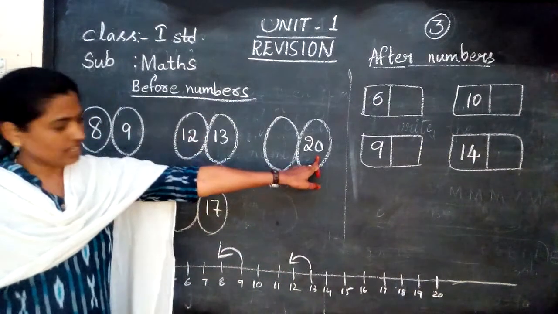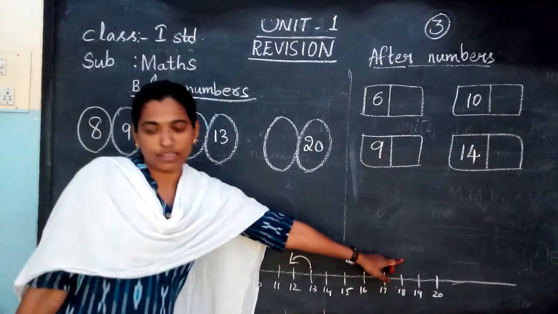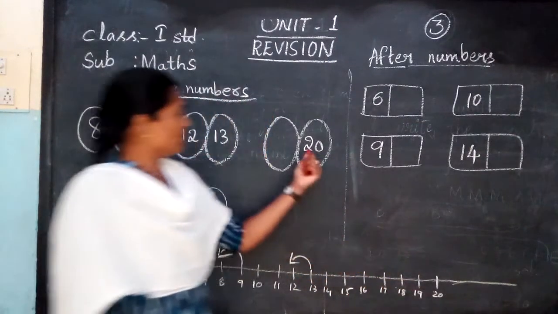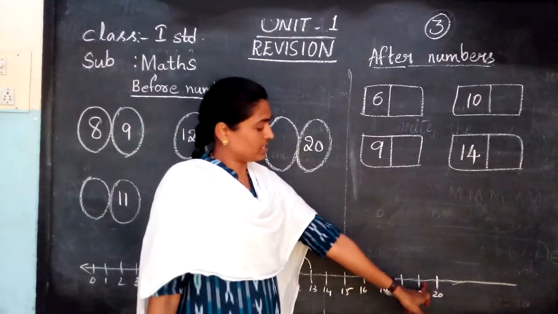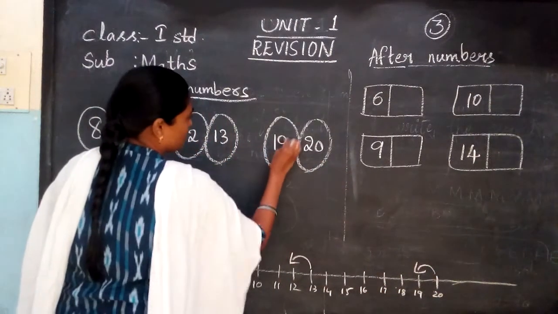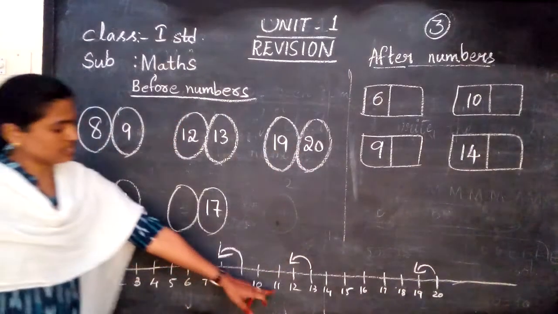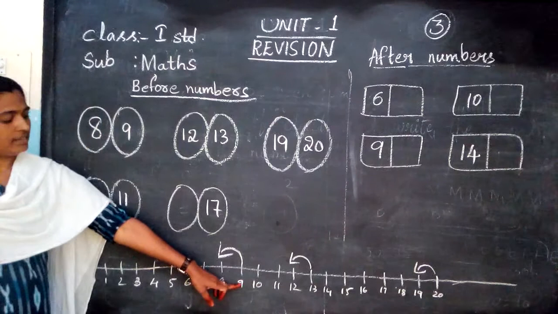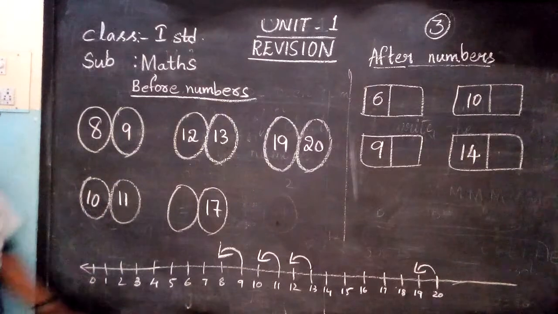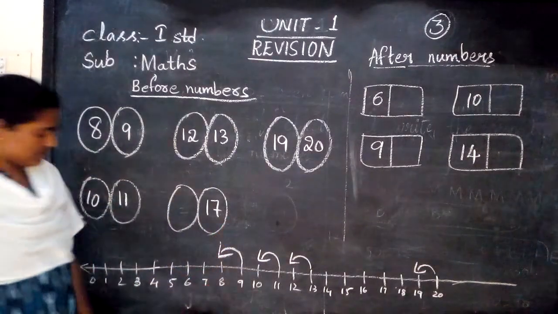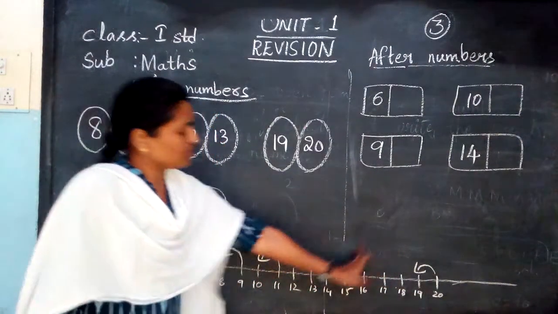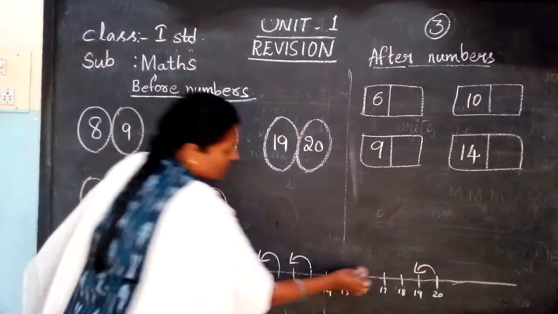Next 20. 20 before number, what is there in the number line? Look here, children. Look at the board, see properly and tell the answer. Now 20 is there. 20 before number, what is there in the number line? Okay, 19. Next number 11. 11 before number in the number line? Okay, 10. Next number 17. Look at the number line. Where is the number 17 in the number line? Here. What is before 17 number? Yes, 16.